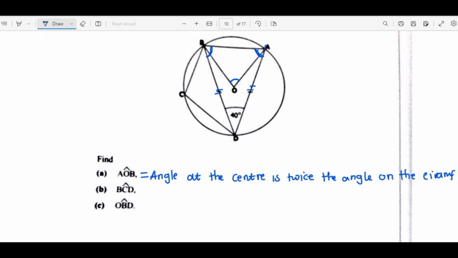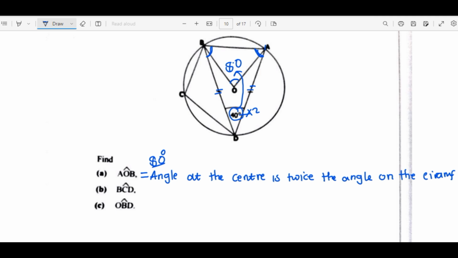So that's what we are going to use. So how do you find this angle? This angle, we are going to multiply by 2, then we will be able to find this angle. 40 times 2 is 80. So that is our answer for A or B, 80 degrees.